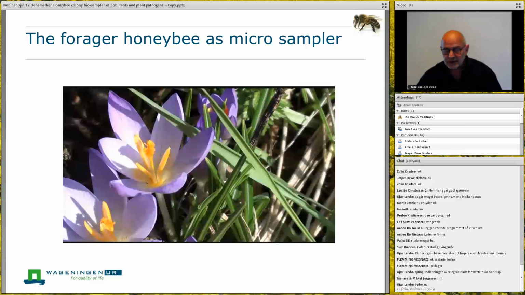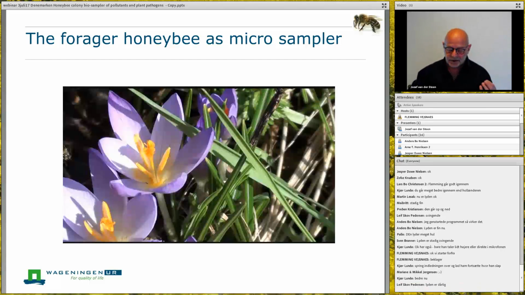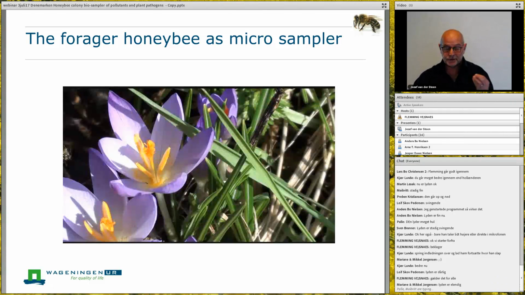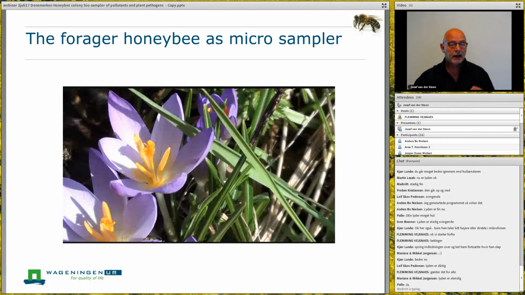Our forager bees collect nectar. They collect pollen, and they do it inside the flower, and doing this, a lot of pollen is collected on their body. But along with the pollen, they also collect dust and plant pathogens, etc. So the foragers are the collectors, and the colony is really the real sampler, because we have a lot of foragers, and we try to subsample the colonies and to see what they have found.